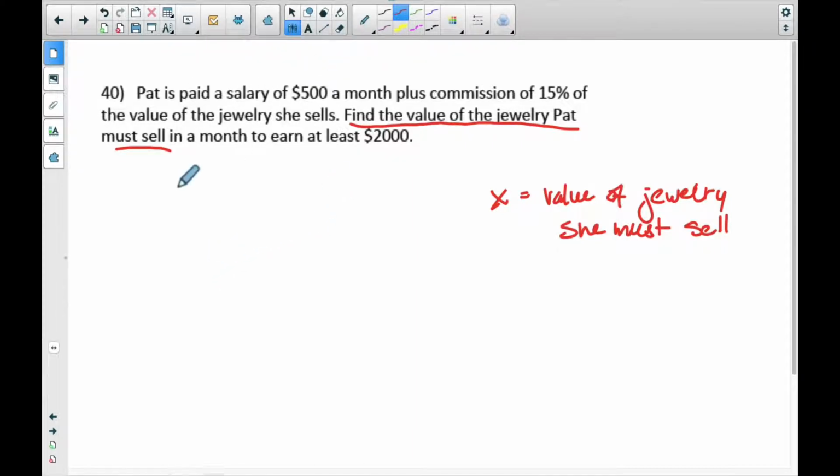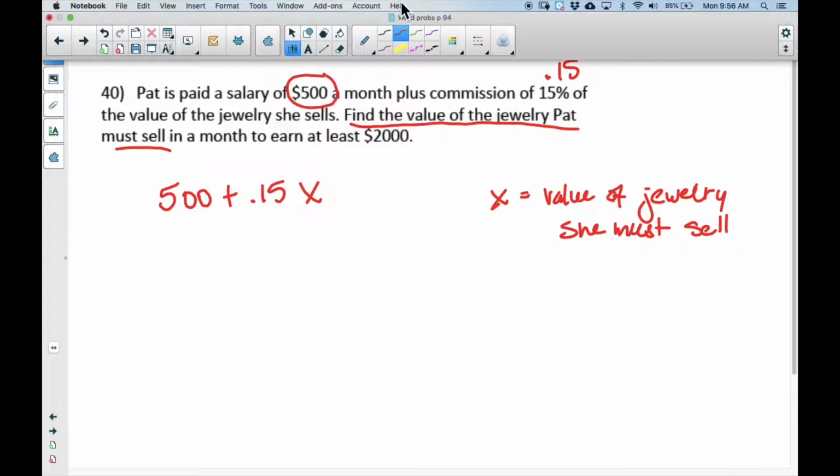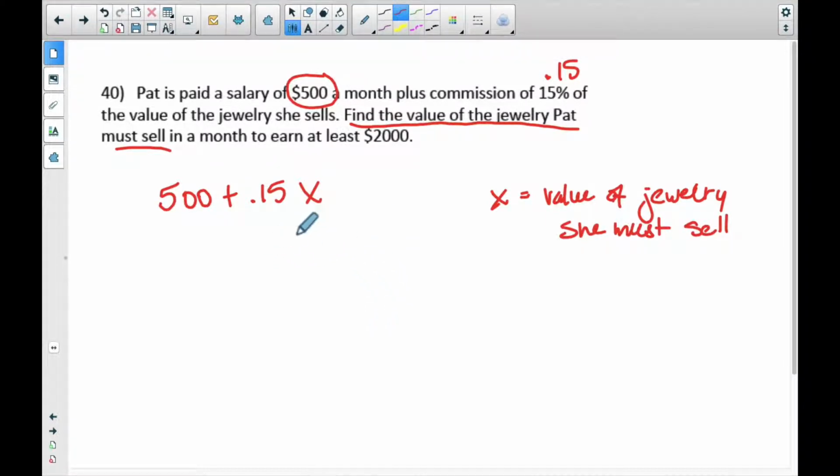Pat is paid a salary of $500 a month plus a commission of 15% of the value of the jewelry she sells. Remember that 15% is 0.15. And this is like her base. She gets $500 no matter what, and then they add on 15% on top of that.